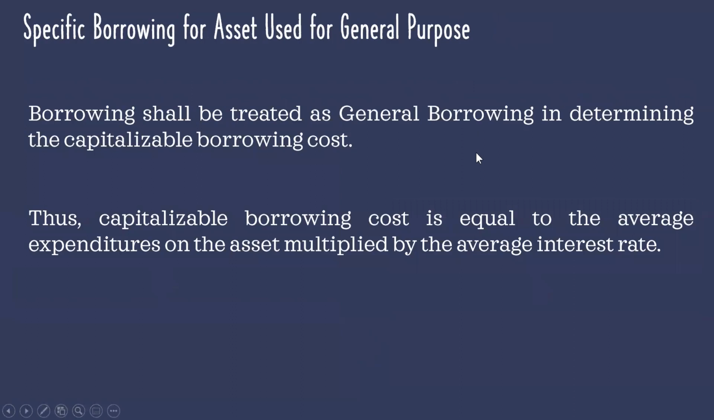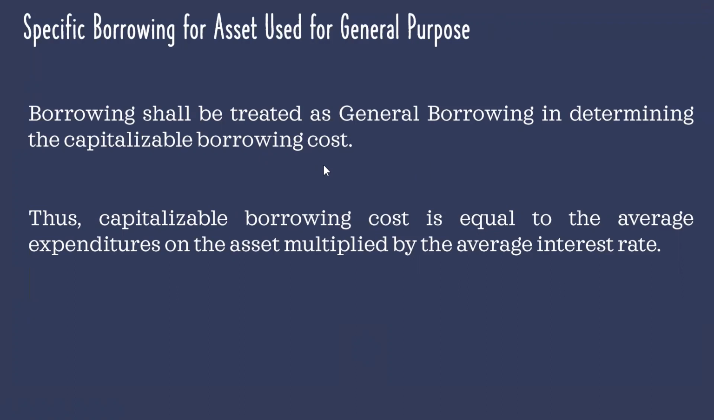Okay? Sige. So, eto naman, what about this case? What if the specific borrowing for asset is used for general purpose? Supposedly, nag-borrow ka for the construction of a certain qualifying asset. Kaso lang, nagamit po siya for general purpose. So, ano bang ating take dito? Ano yung ating treatment kapag ganun? So, just take note that pag ganito yung borrowings, this borrowing shall be treated as general borrowing in determining the capitalizable borrowing cost.